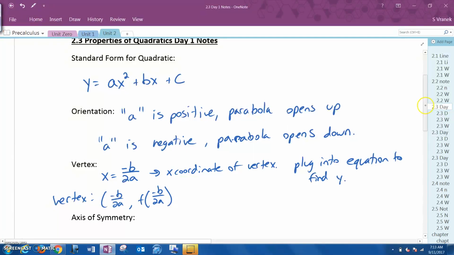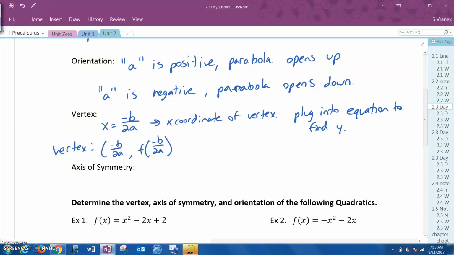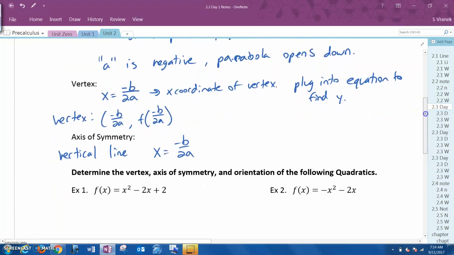Now, the axis of symmetry, since parabolas either open up or down, to cut it in half, you have to draw a vertical line. And the vertical line goes through the vertex to cut it in half. So the axis of symmetry is always the vertical line, and it's always whatever the x value is that you got from the vertex. So once you have your vertex, you have your axis of symmetry. Okay? So let's try a couple.